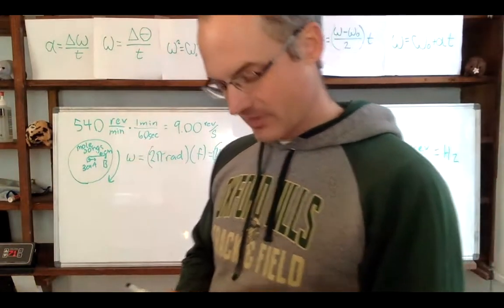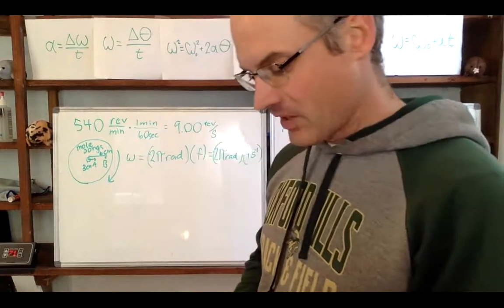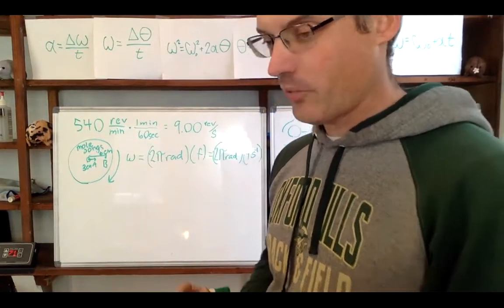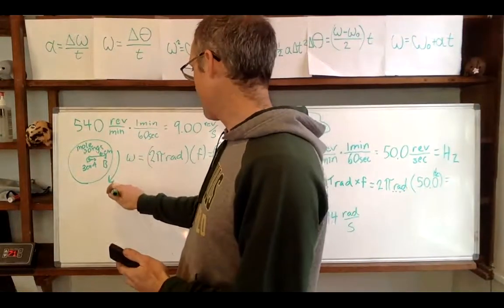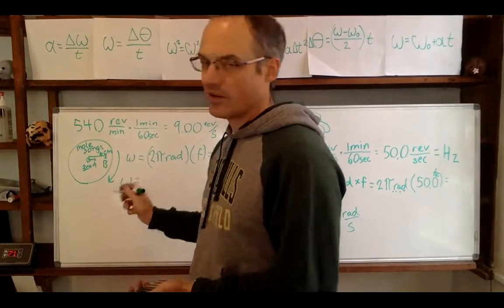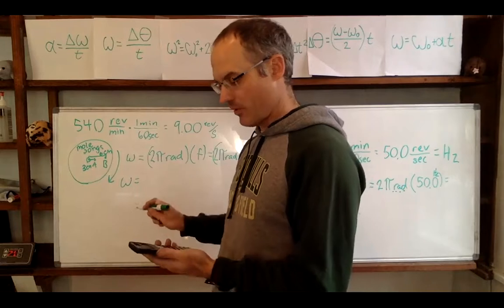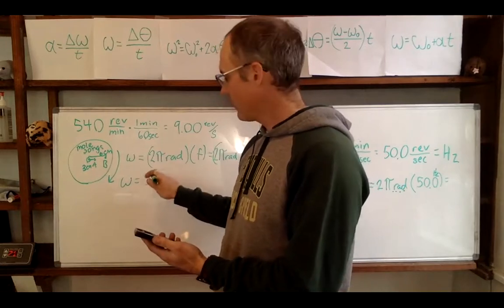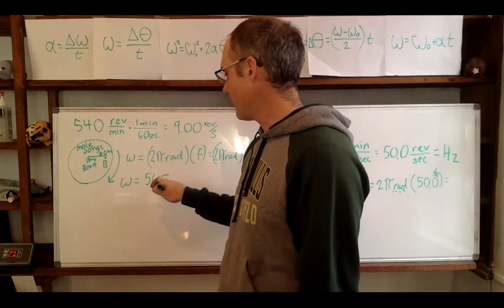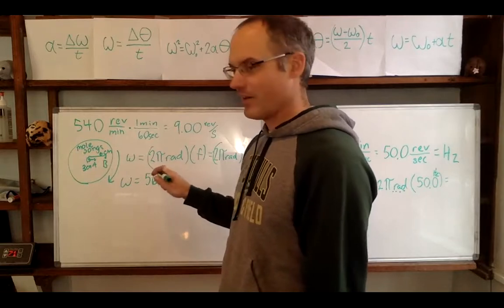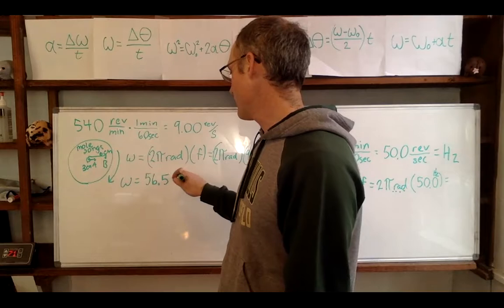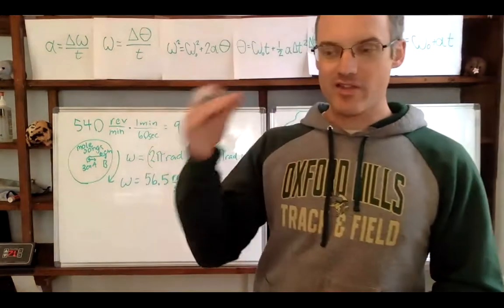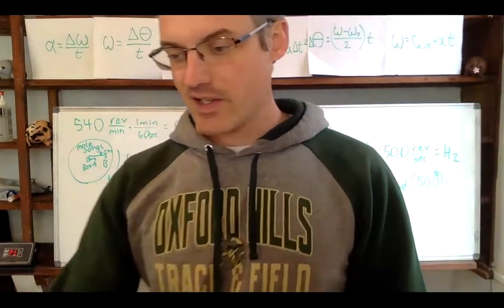So we're doing 2 pi. Oh man, I haven't had pi in a really long time. 2 pi times 9 is 56.5. It's not a W, I shouldn't call it a W, but I'm forgetting what it is in Greek right now. 56.5, and that is radians per second.